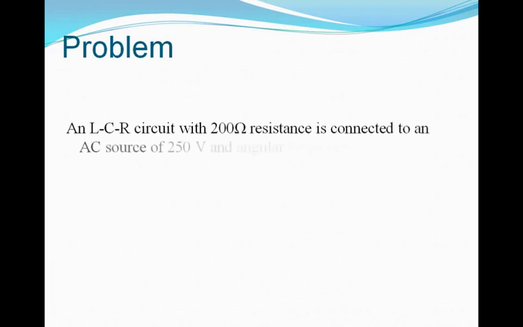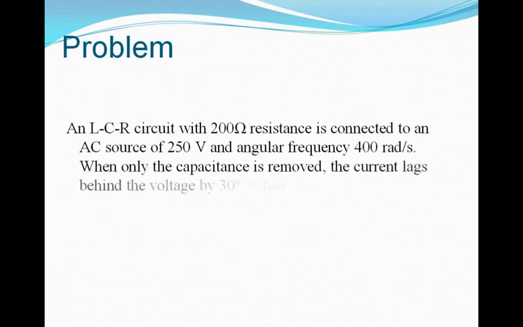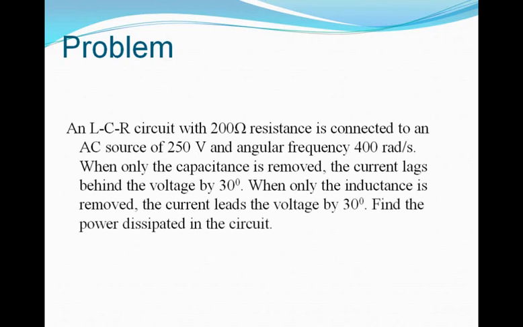Let's solve a problem. An LCR circuit with a 200 ohm resistance is connected to an AC source of 250 volts and angular frequency 400 radians per second. When only the capacitance is removed, the current lags behind the voltage by 30 degrees. When only the inductance is removed, the current leads the voltage by 30 degrees. Find the power dissipated in the circuit.